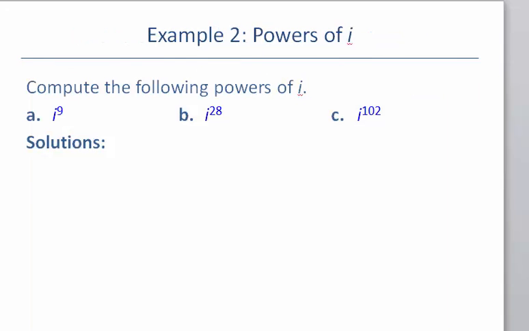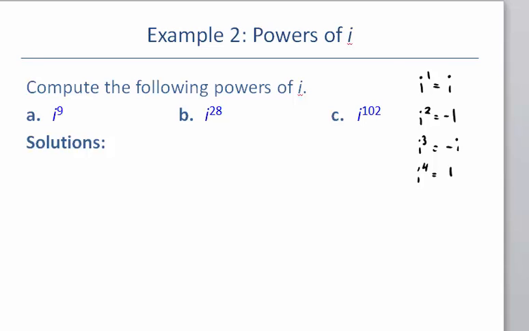All right, so we are asked first of all to compute the following powers of i, and the first one is i to the 9th. Now, just to make things easy, I'm going to write our pattern down over here. i to the first we said was i, i to the second we said was -1, i to the third we said was -i, and i to the fourth we said was +1. And now we want i to the 9th.